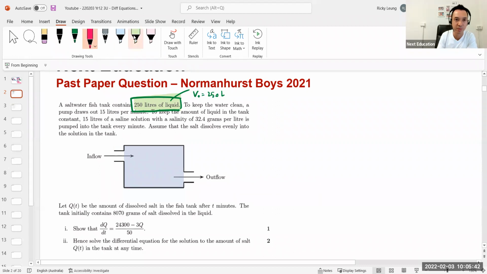To keep the water clean, a pump draws out 15 liters per second. Now, can you see, there's our first pink thing. Out of all the ones that I gave you, that is a flow. That's the rate that it comes out. It's 15.